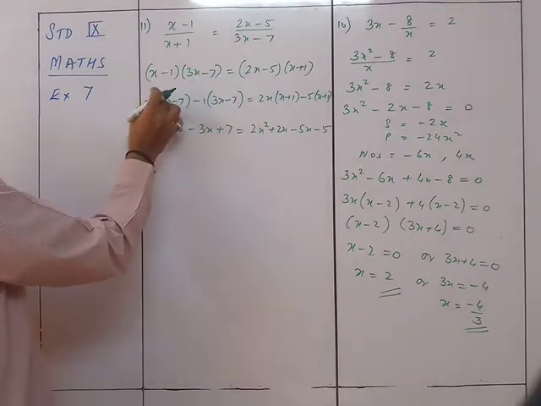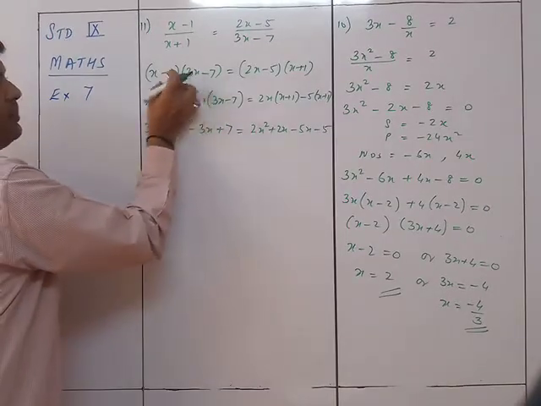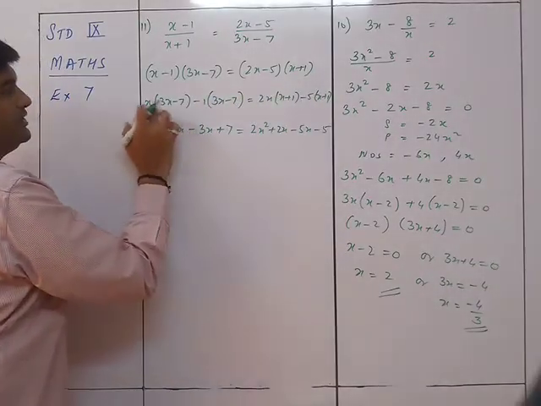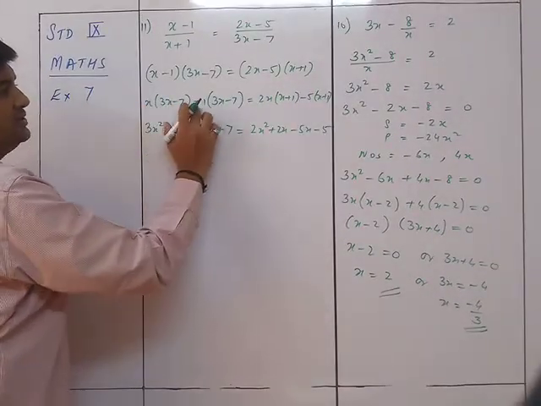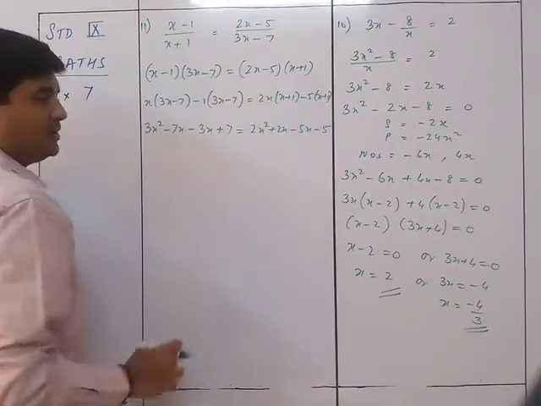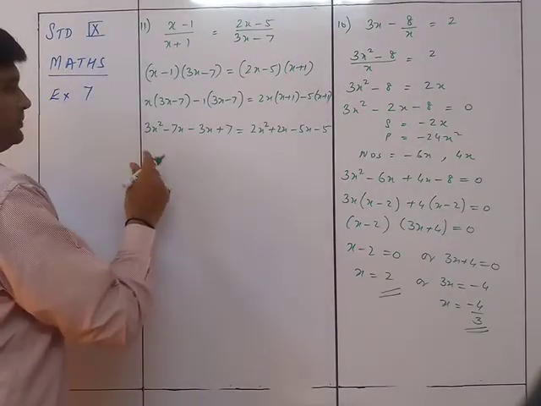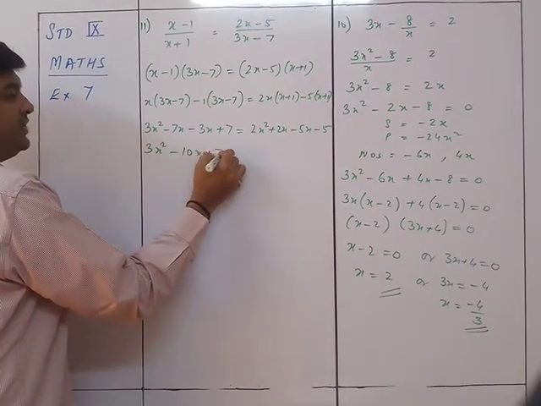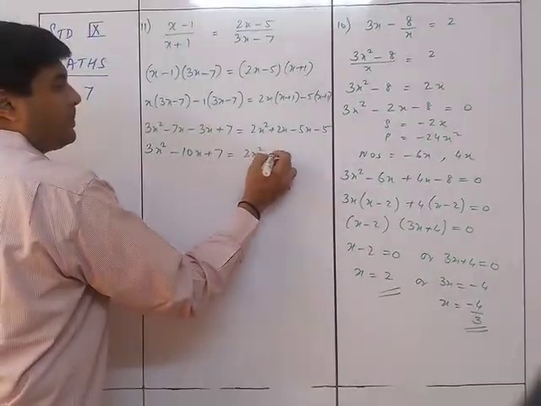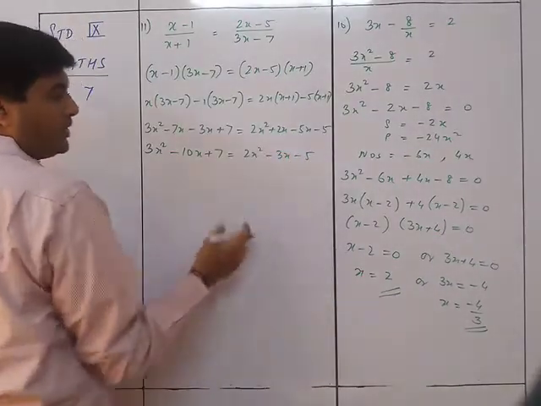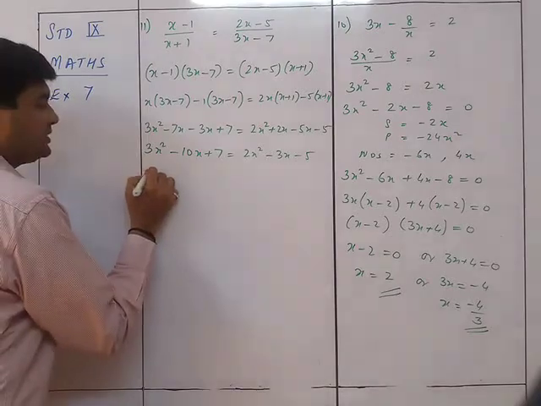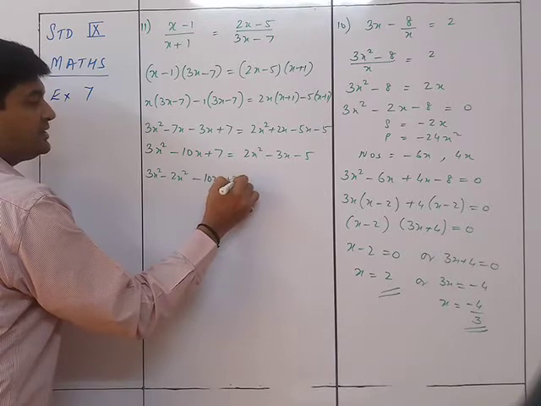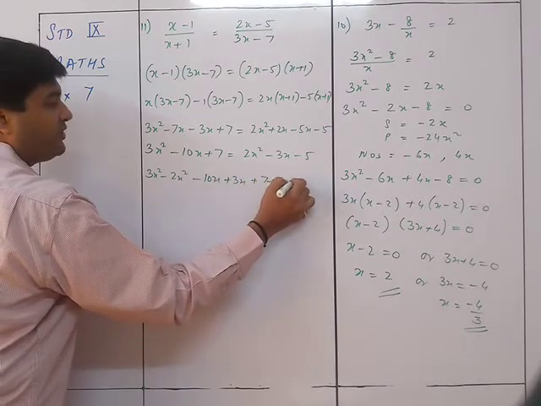Multiplication is 3x, x into this and minus 1 into this, 2x into this, minus 5 into this. This into this into this 2, this one, this and this. Easy, just binomial multiplication. This gives you 3x square minus 10x plus 7 is equals to 2x square minus 3x minus 5. Bringing everything on this side, you get 3x square minus 2x square minus 10x plus 3x plus 7 plus 5 is equals to 0.